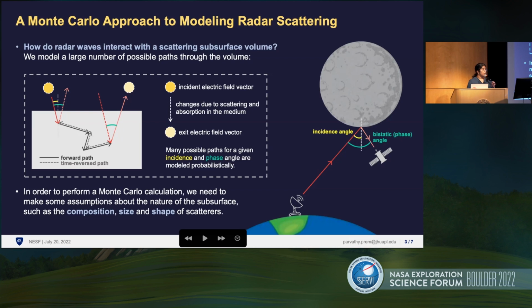There are many possible paths through a subsurface volume, and if you model a large number of those potential paths, you get a large number of exit electric fields. You put all of those together and you can start building up a picture of how polarization properties change as a function of, for instance, incidence angle, and also as a function of phase angle, or in radar speak, bistatic angle, which is that angle between the transmitted and received radar signal. To perform this calculation, you need to make a few assumptions about the nature of the subsurface, and that's where things like the composition and the size and shape of scatterers come into the picture.